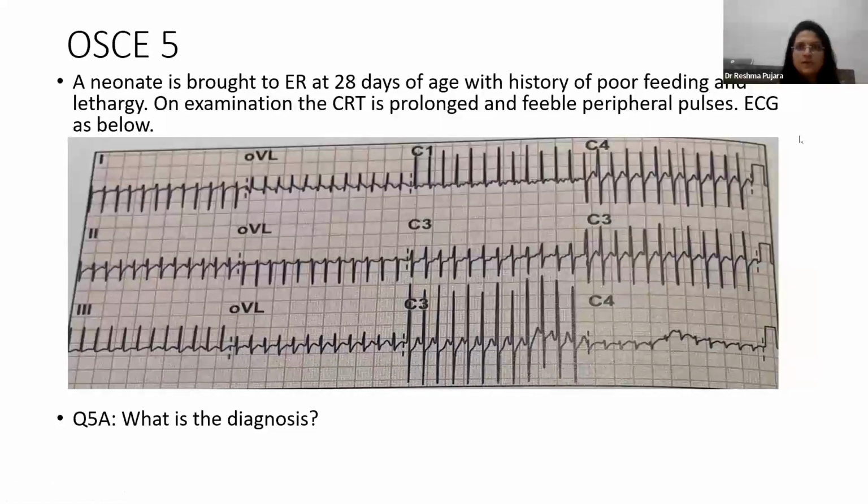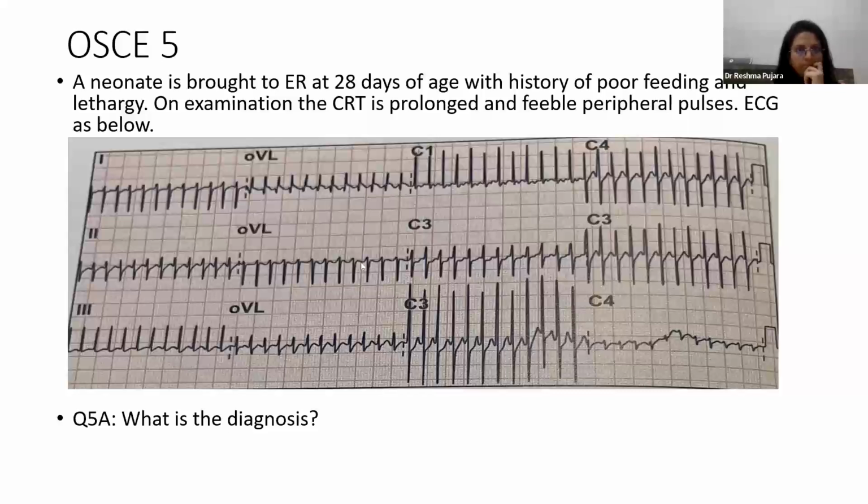This is a neonate who is brought to the emergency department at 28 days of age with a history of poor feeding and lethargy. On examination, the capillary fill time is prolonged, there are feeble peripheral pulses, and the ECG is like this. So what is your diagnosis looking at the ECG? SVT, PSVT. SVT. Right.